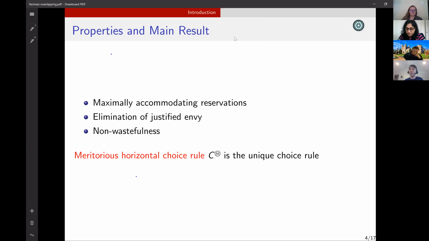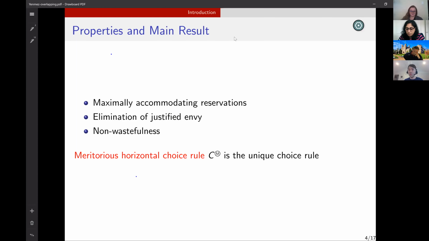And finally, we're going to assume non-wastefulness. If there's an empty seat, it must be the case that you've chosen all of the students. Our main result states that the choice rule that we introduce, the meritorious horizontal choice rule, is the unique choice rule satisfying these three conditions.